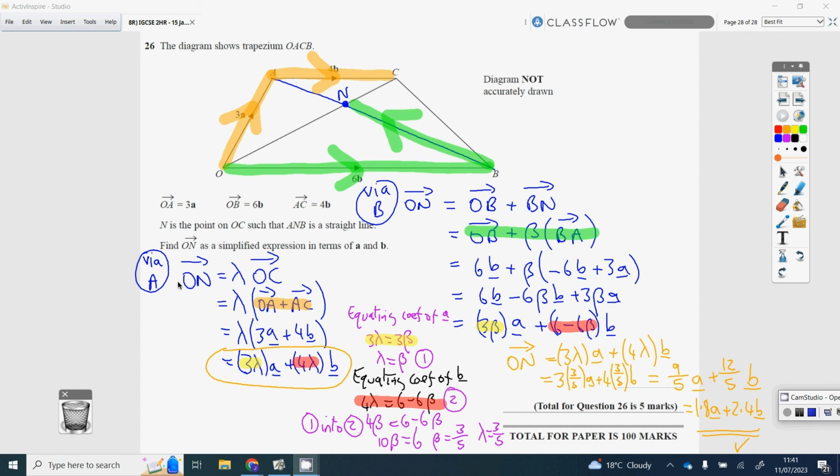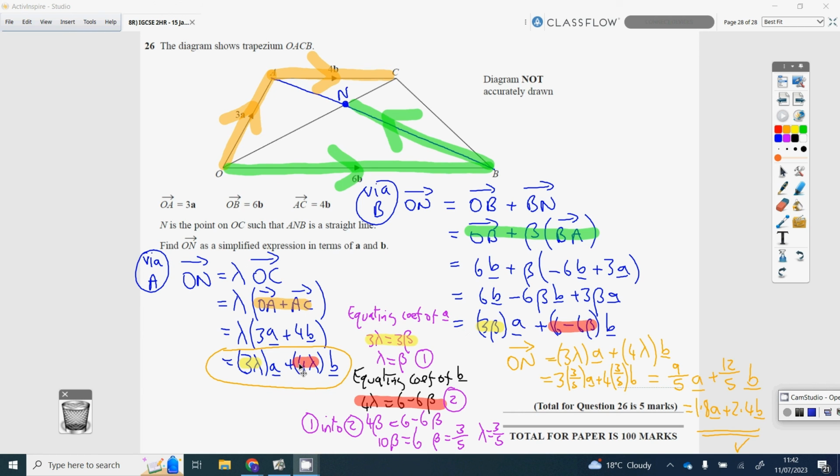Okay, so I've now gone from O to N two completely different ways, with this answer here and this answer here being two different versions of O to N. So these are both equal to each other. So this number of A's and this number of B's must equal this number of A's and this number of B's. So I can now do what's called equating coefficients. So looking at the coefficients of A, that 3 lambda must equal that 3 beta. So obviously dividing by 3, lambda must equal beta. So I've concluded that from comparing the coefficients of A.